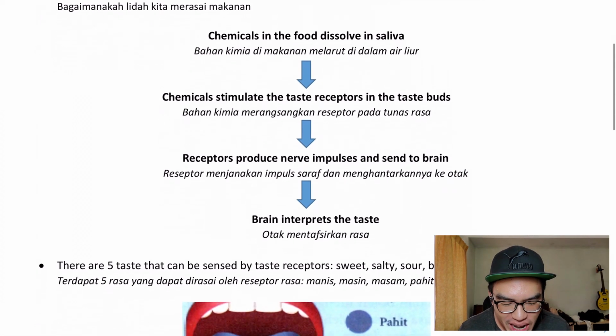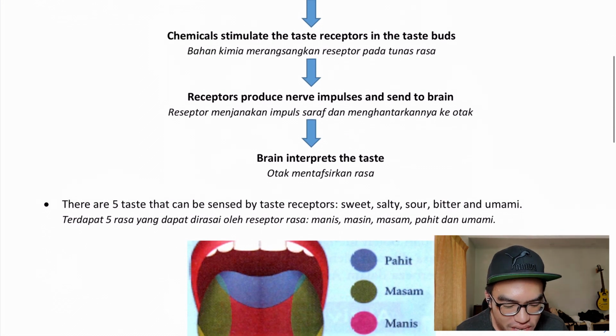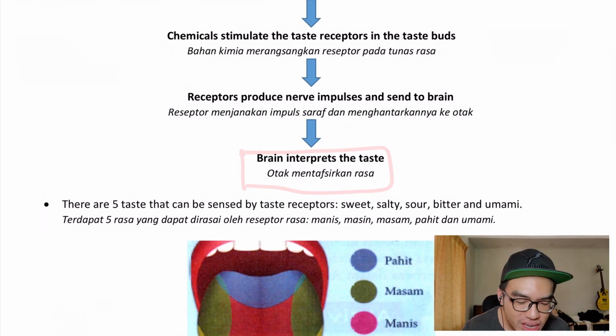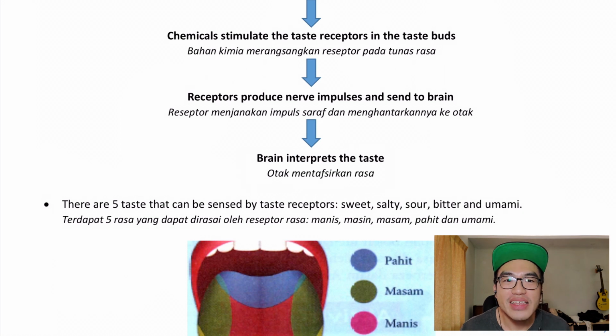So the last step would be the brain will interpret your taste. Otak mentafsirkan rasa. This is when your brain tells you whether this food is nice or not.